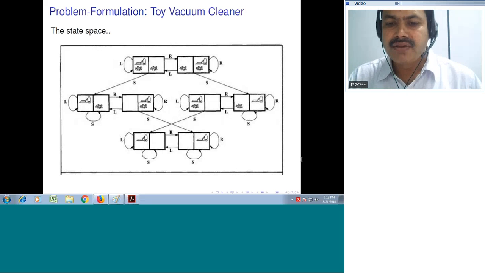Okay. Somebody is asking why loop is not in the first or second state. If you apply suck in this state, you cannot be in the same state. You come into this state, because there would be no dirt. So your state could change. Correct? If you are here, you apply suck, your state would be changed, because then there would be no dirt.